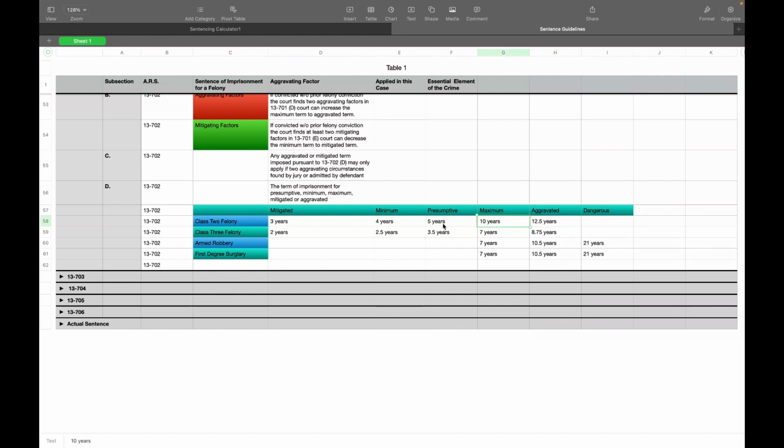But the same is said here, if you find 2 mitigation, you can reduce the sentence from the presumptive to 4 years if mitigation is found. So again, this is how things are being measured. So if convicted without previous convictions, the court may increase the max term to aggravated. If 2 mitigations exist, the judge may sentence the minimum term.